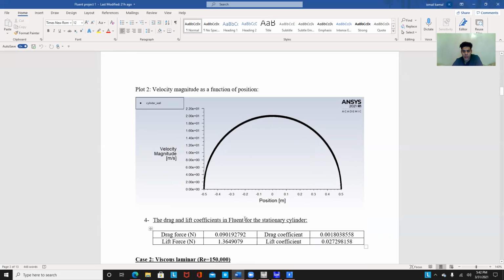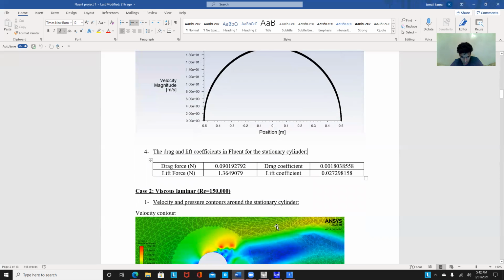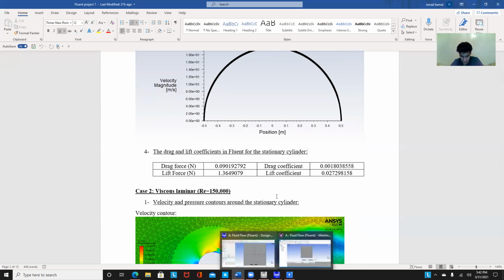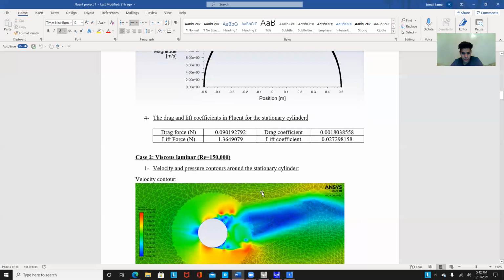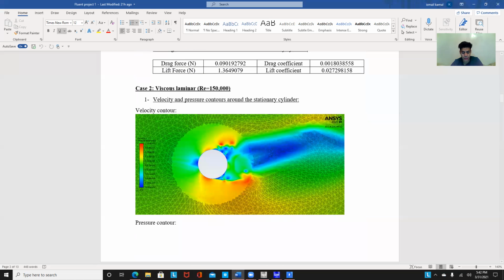By the way, I'm just going to make sure that you guys know that the drag force, lift force, drag coefficient, lift coefficient, I'm using the total values that the program, ANSYS, is giving me.